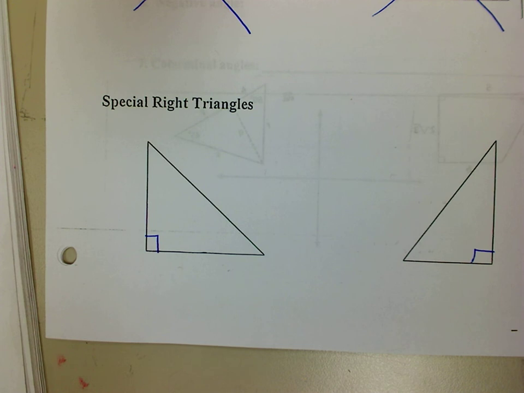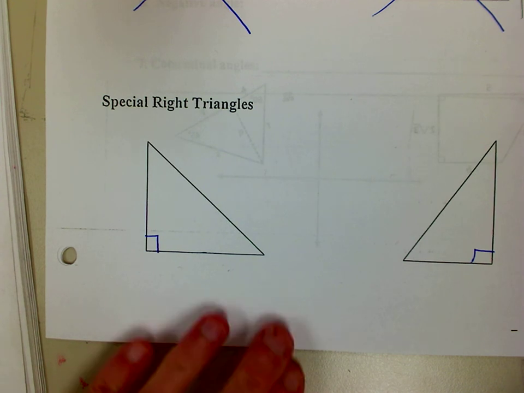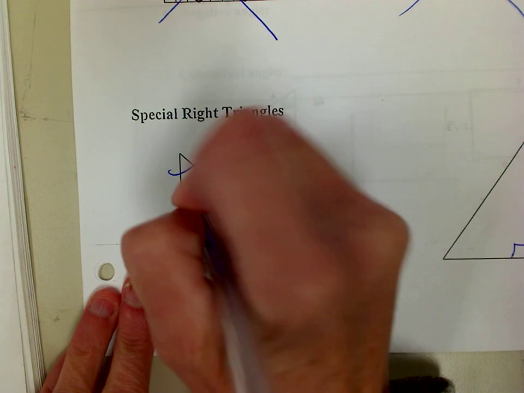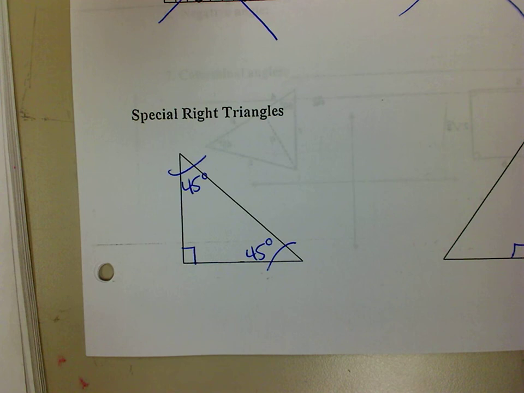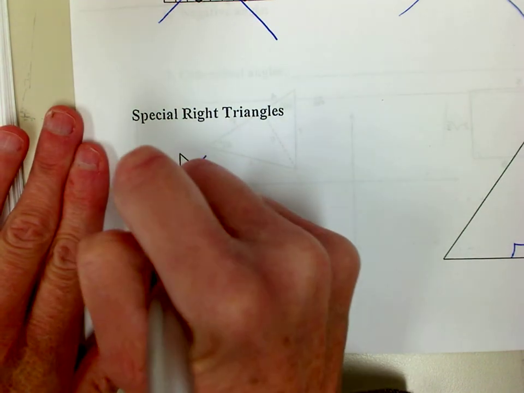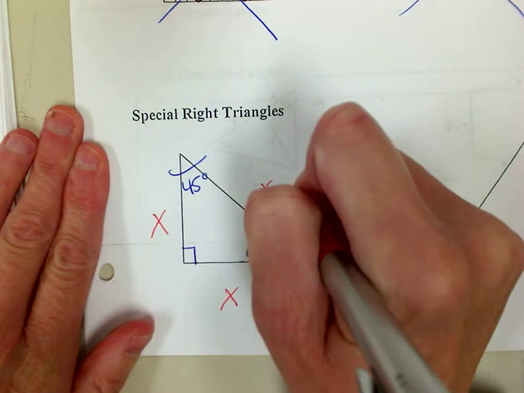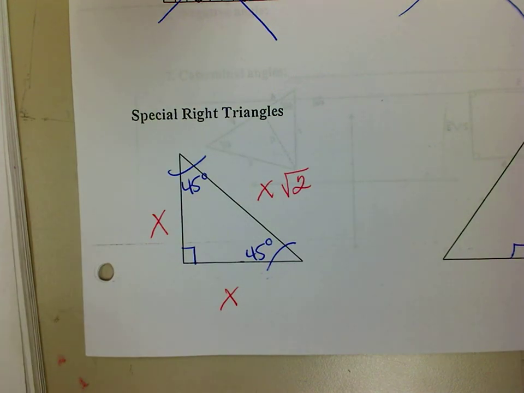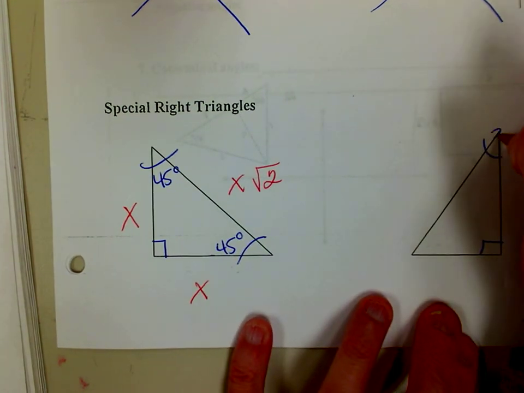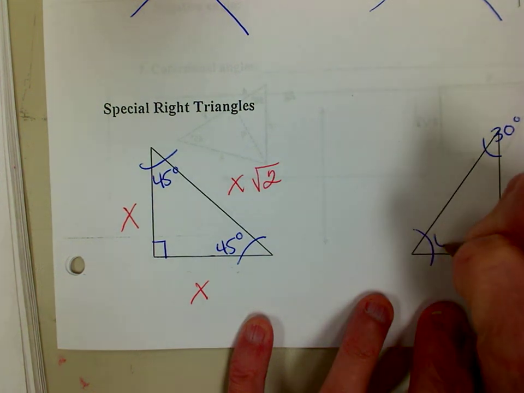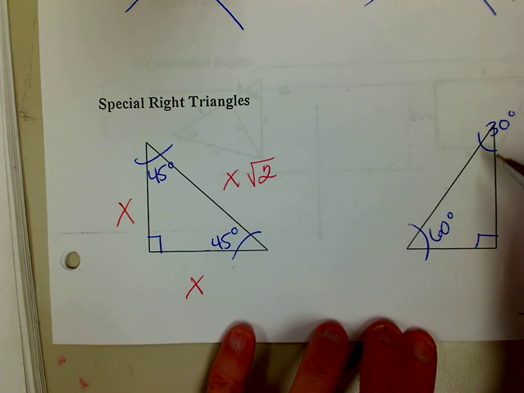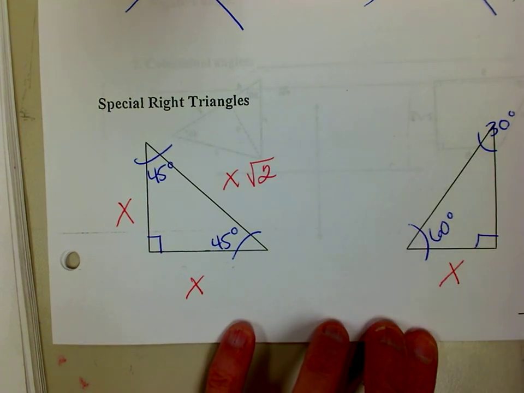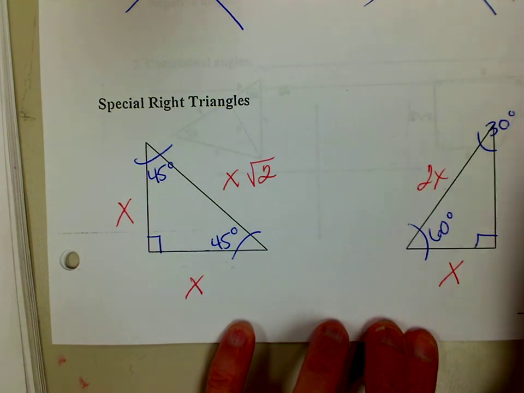So in geometry, you talked about special right triangles. The first one's going to be a 45, 45, 90. And then if it's a 45, 45, 90, then these are both x. And this is x root 2. This one we will say it's a 30, 60, 90. And the sides are going to be across from 30 is x, across from the right angle is 2x, and across from 60 is x square root of 3.